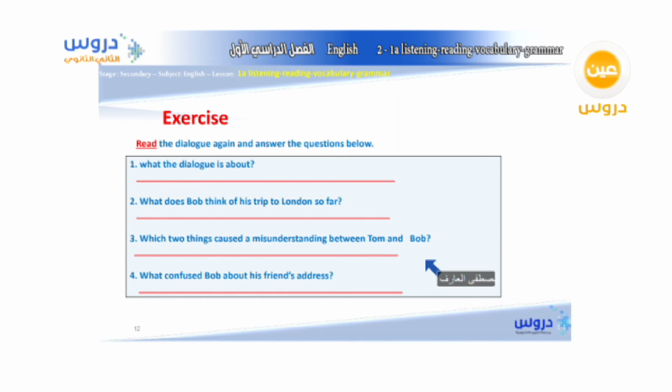4. What confused Bob about his friend's address? You remember he mistook the number 80 as a number 80. So in England, they say 80, so it sounds for any American like it's 80. Well, actually, it sounded for him 80. So he wrote the 2 letters A and T. Well, the address is 80, which is 80.